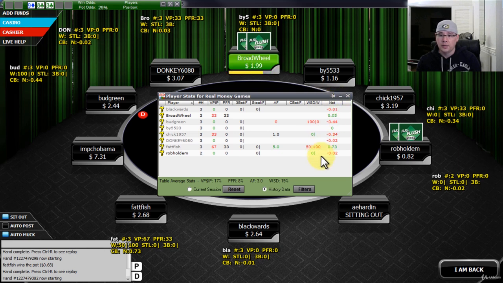And this I also have on my HUD. It shows how much a person is up or how much they're down. This is going to be automatically updated every hand that they play, so you're going to have up-to-date information on each player.